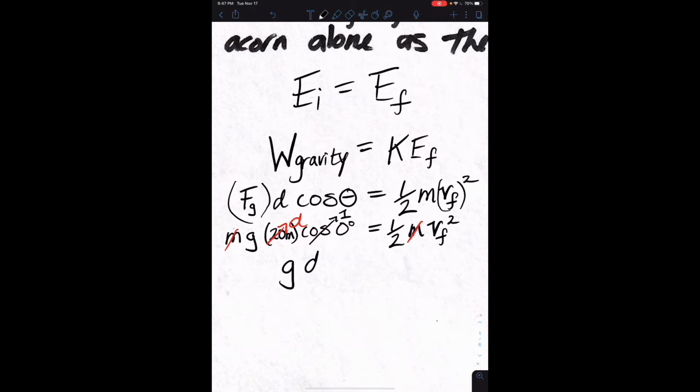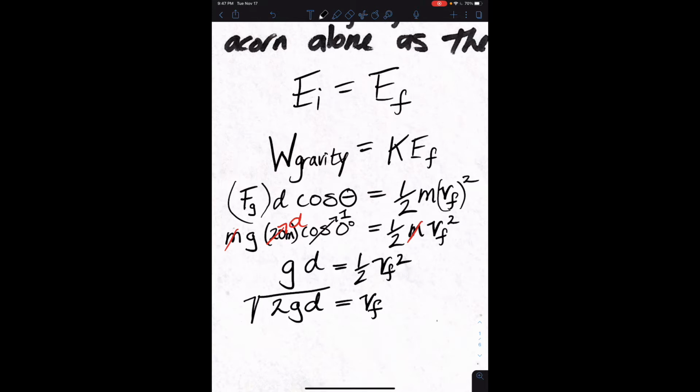So we have g times d is equal to 1/2 v_f squared. Multiply both sides by 2. 2gd is equal to v_f squared. So instead of writing the square, we can just square root both sides.